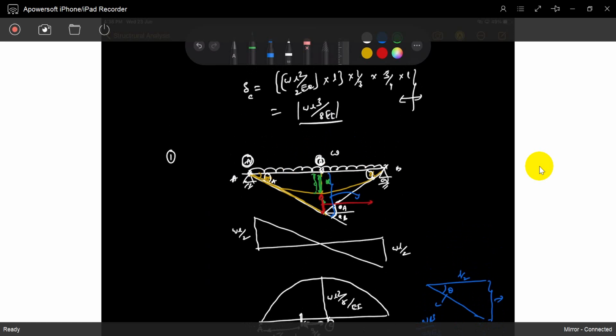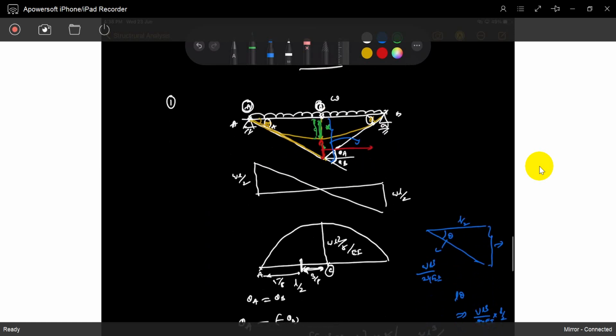Area moment method is a procedure like this. This is 3 by 8 of L by 2. This is the total L by 2, na? That's it. So that is the area moment method. So we can easily find out the slopes and deflection at every point, at every point you want.